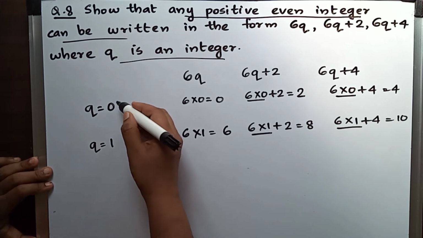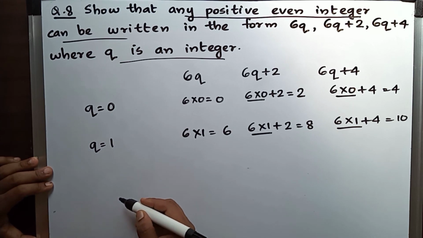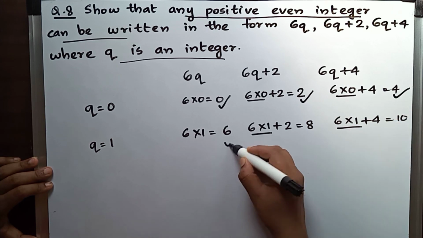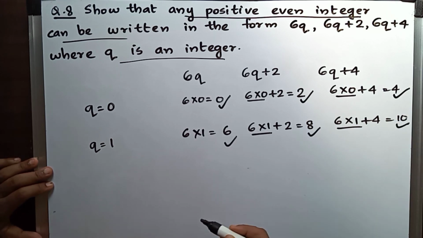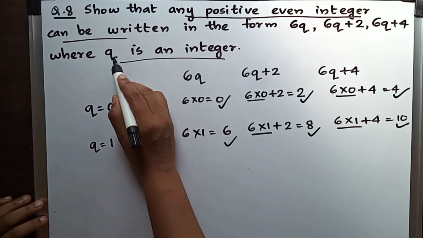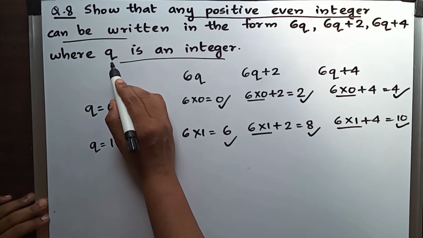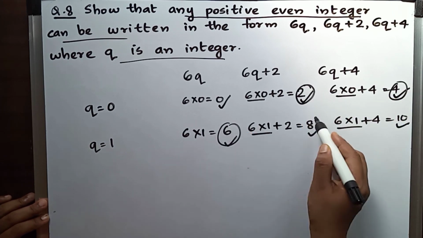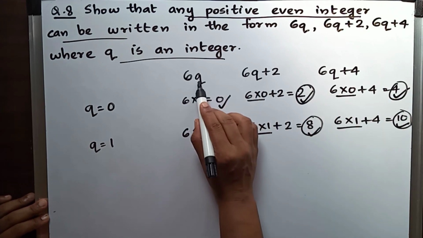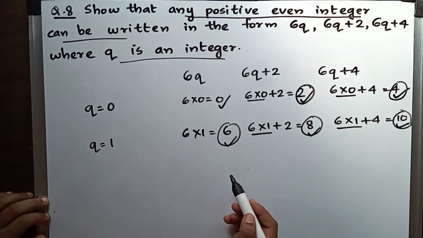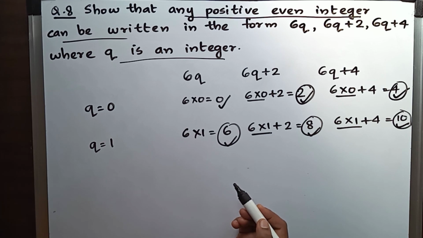See, if we give different values, what are we actually getting? 0, 2, 4, 6, 8, 10, etc. That means for q an integer, we can represent the even numbers in this form: 6q, 6q plus 2, 6q plus 4. Okay, hope all of you got the idea.